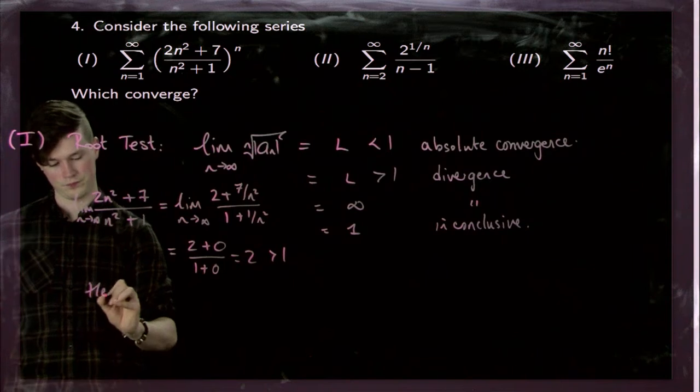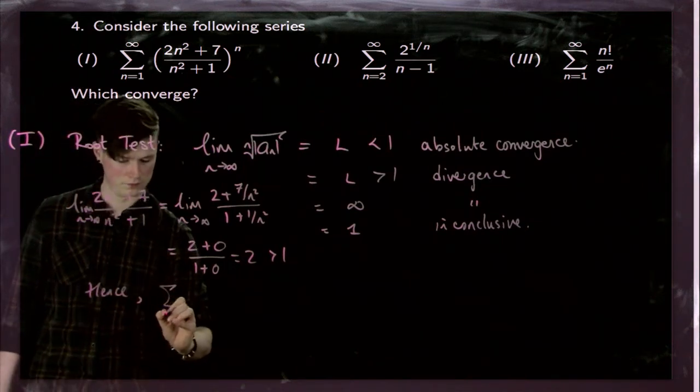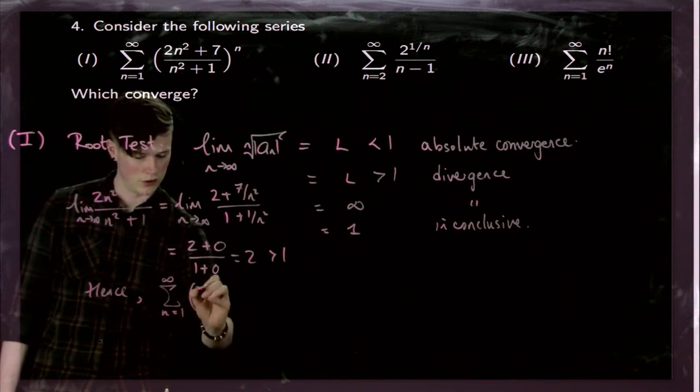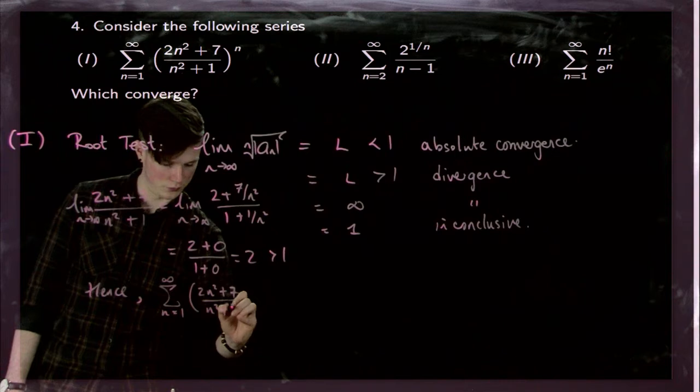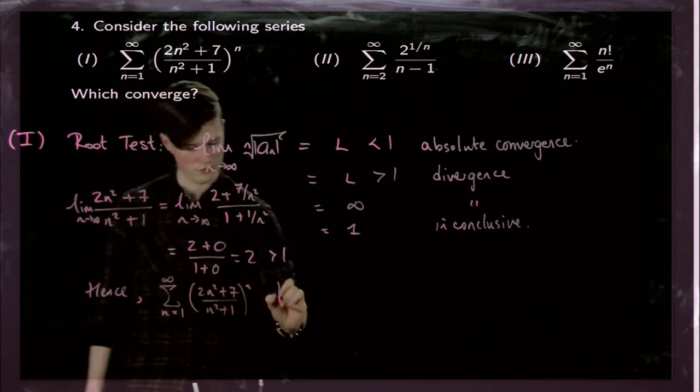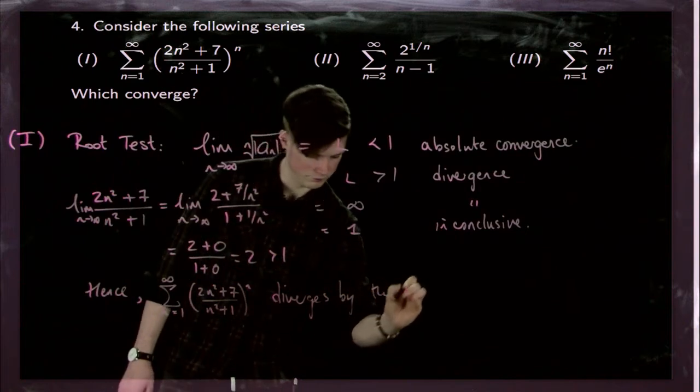So hence, the sum from n equals 1 to infinity of ((2n squared plus 7) all over (n squared plus 1)) to the n diverges by the root test.